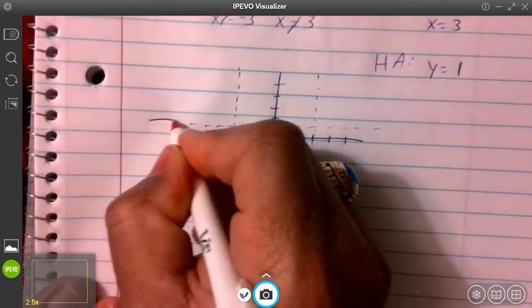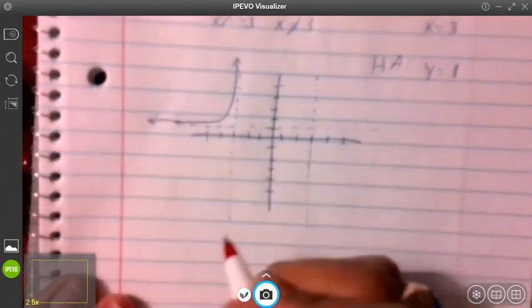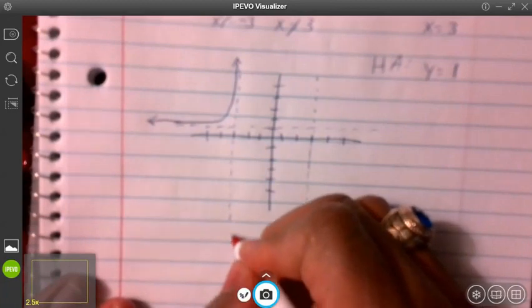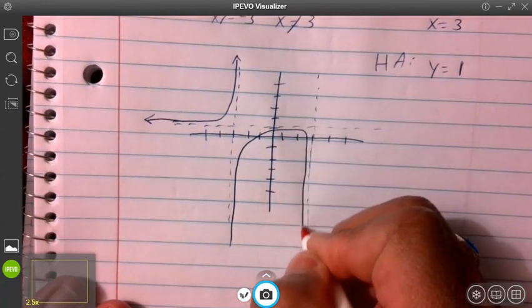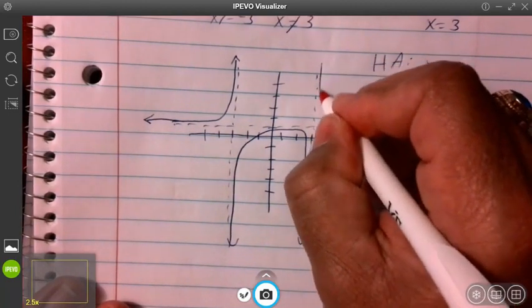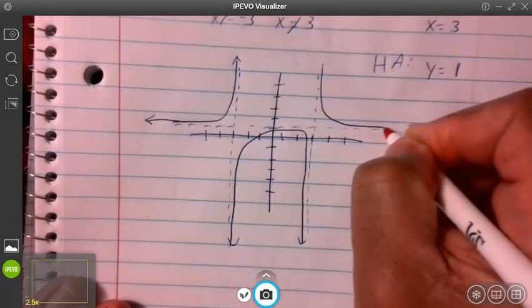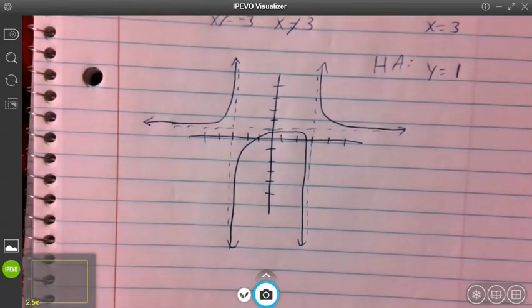Let me sketch right here. On the left side, the graph gets close and goes up, and it goes on forever. In the middle, the graph comes up, flattens out, and comes down. Remember, you do not cross those lines at all. And then on the right side, it's the same. So right there, that is your graph of the function f of x equals x squared minus 4 over x squared minus 9.